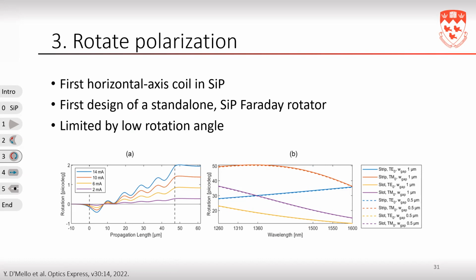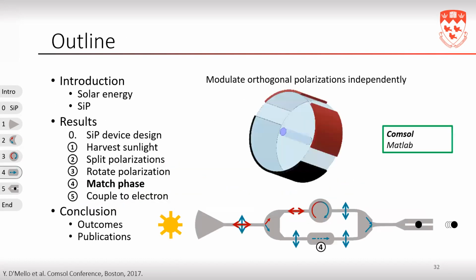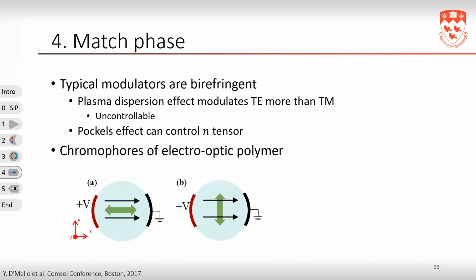And now that one polarization is rotated, let's look at how to match the phase of the other polarization. For this purpose, I wanted to see if it was possible to modulate orthogonal polarizations independently. Now, typical modulators are already birefringent. In fact, the plasma dispersion effect modulates TE more than TM because TE is confined to the waveguide. But the amount of modulation, or the difference, is uncontrollable.